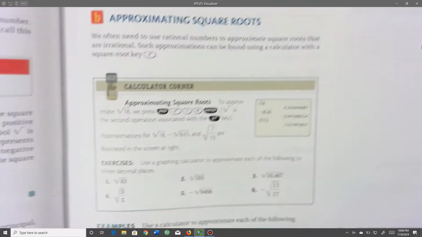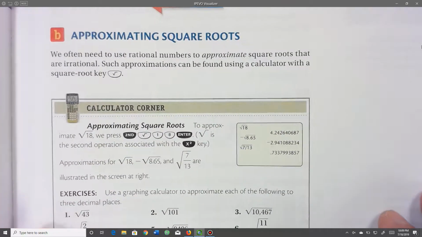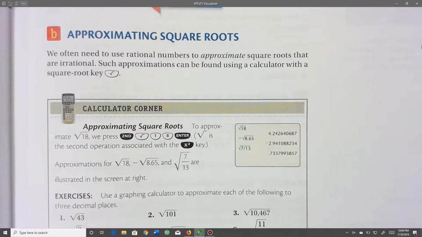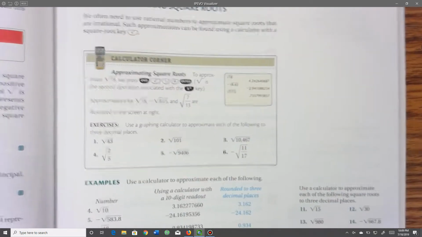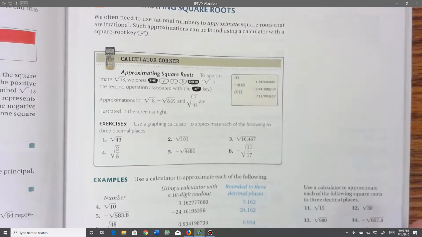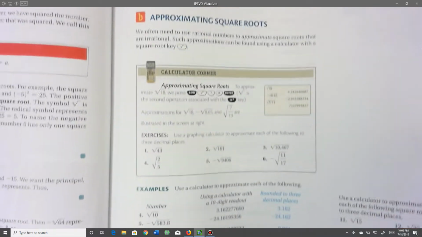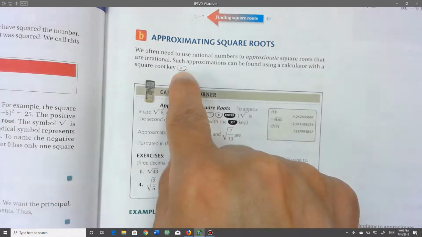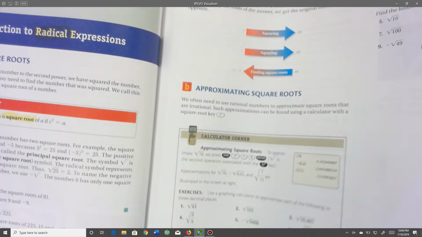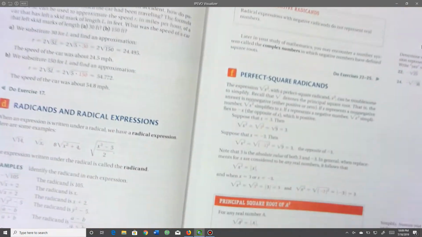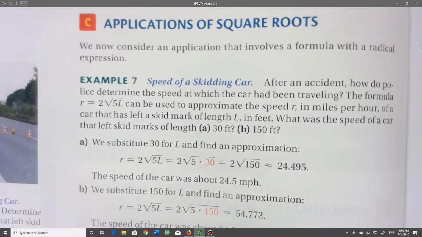So let's move back to section objective B, which is approximating square roots. Oh, no, not this section. We want to skip this section because it talks about approximating square roots with your calculator. You can do that on your own if you want to practice. How difficult is it to use the radical button? So I'm going to skip that and move on to objective C.